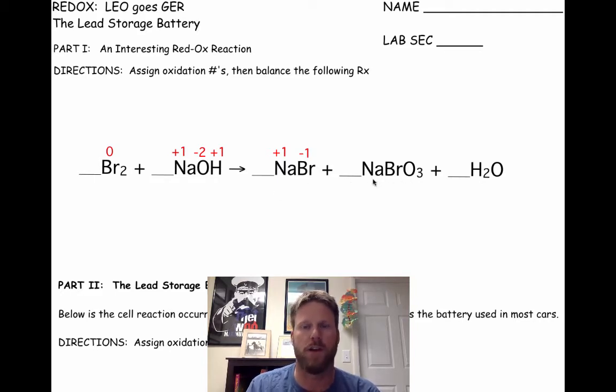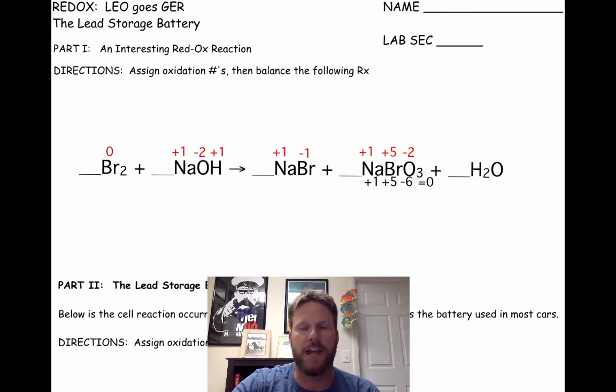Let's check this out. We know sodium is a +1. We know oxygen is a -2. So if we do our equation, this whole compound must be neutral. We have 3 oxygens, each with a -2 oxidation state. That gives us a total of -6 from the oxygen, and 1 sodium means a +1 from the sodium. So what is missing in order to get 0? In this case, bromine's oxidation number is a +5.